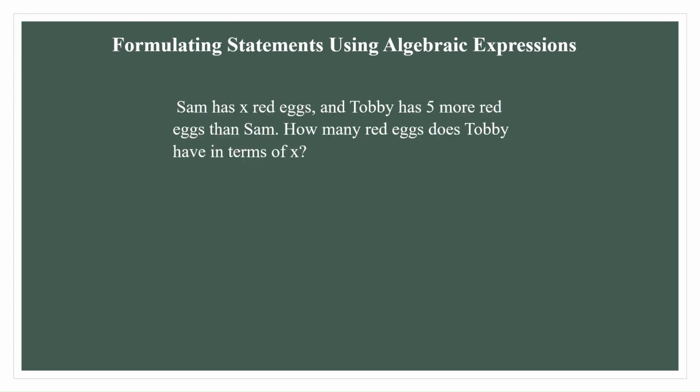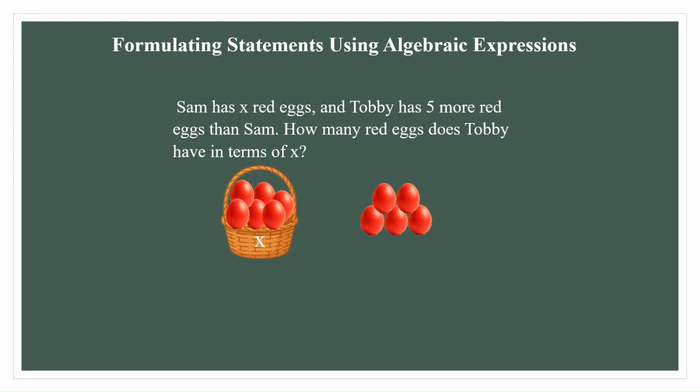The first question is, Sam has X red colored eggs and Toby has 5 more red colored eggs than Sam. How many red eggs does Toby have in terms of X? Your timer starts now. Yes, the answer is X plus 5 eggs.